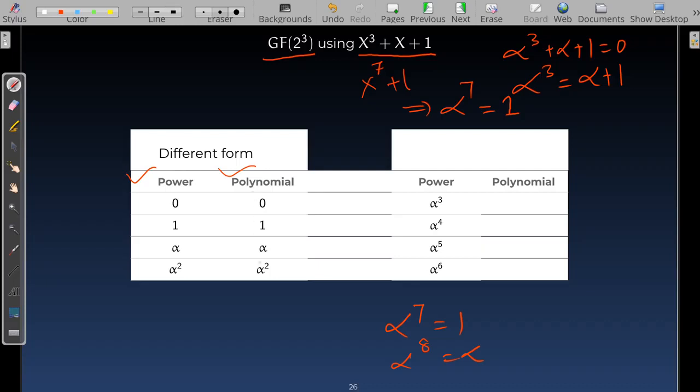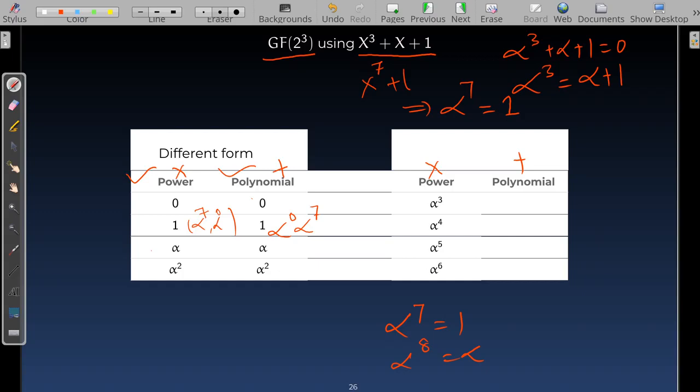Okay, in a similar manner, now we have polynomial form. This is going to be used for addition. So power form is going to be used for multiplication, and polynomial form is going to be used for addition. So here you can say that 0 will be 0 in both polynomial and power form. 1 will be 1 in power form, and in polynomial form it can be written as alpha to the power 0 or alpha to the power 7. But we generally denote it by 1 only.